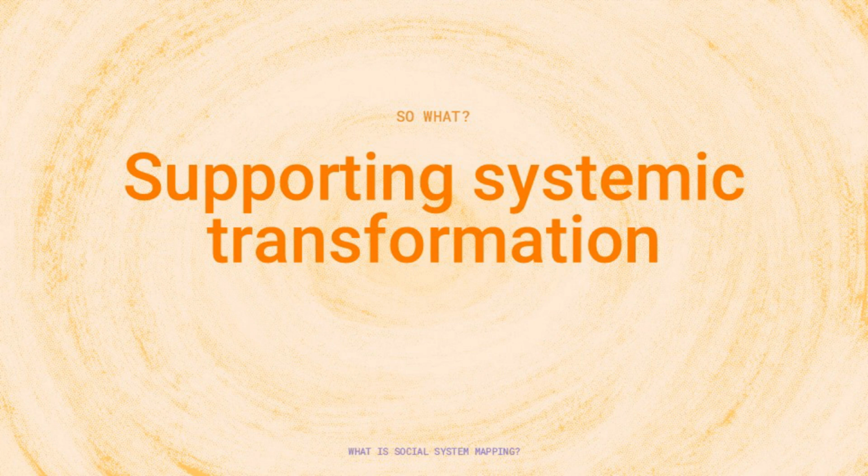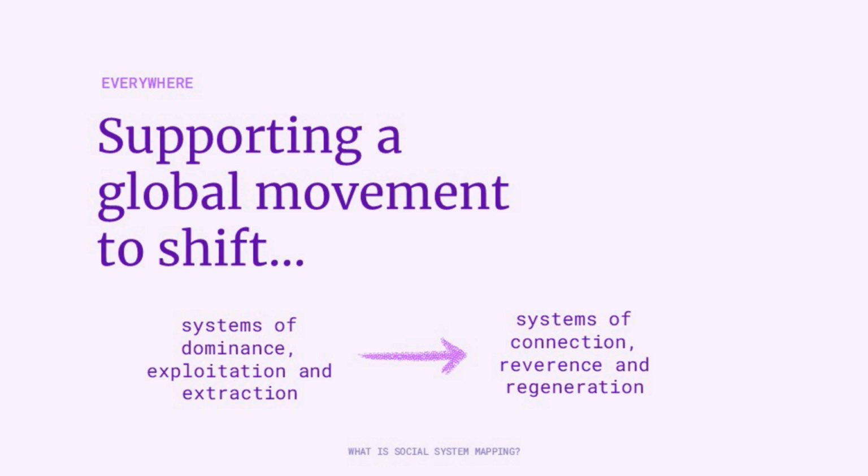The whole point of doing this kind of mapping is to support systemic transformation. So as we develop the social system mapping methodology, and as we're working with our maps, our intention is to support a global movement that's already underway, that's happening all over the globe, to shift from systems of dominance and exploitation and extraction to systems of connection and reverence and regeneration.